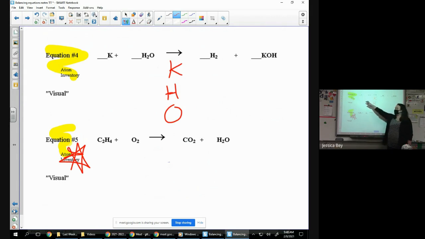How many potassiums am I starting with? 1. How many hydrogens am I starting with? 2. How many oxygens am I starting with? 1. How many hydrogens am I ending with? Be very careful. We have 3. How do we have 3 here? We have 2 here and 1 here. So that's 3 hydrogens, 1 potassium, and 1 oxygen.